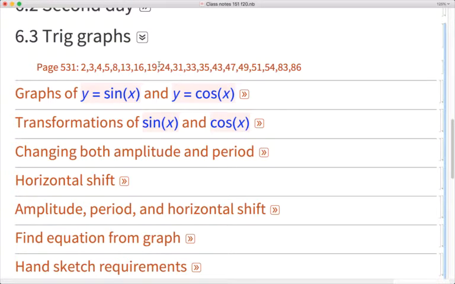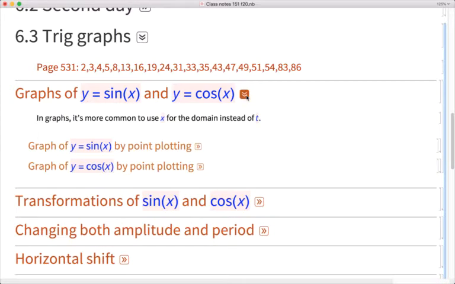All right, section 6.3 on trig graphs, trigonometric graphs. All right, we start with y equals sine x and y equals cosine x. When we graph, it's more common to use x and y, and specifically x for the horizontal axis instead of t. So that's just a syntactic change. We're using the variable x now instead of t.